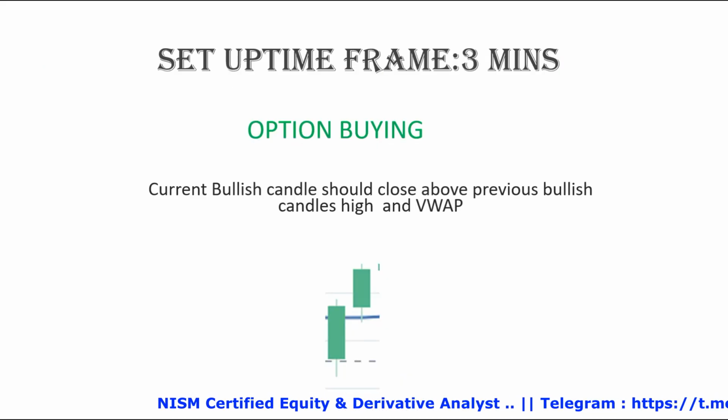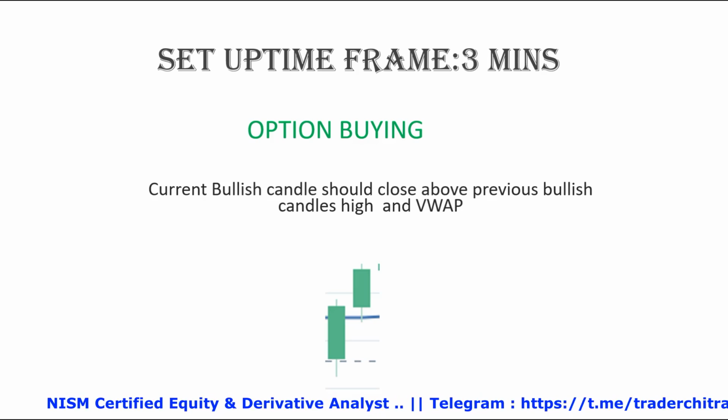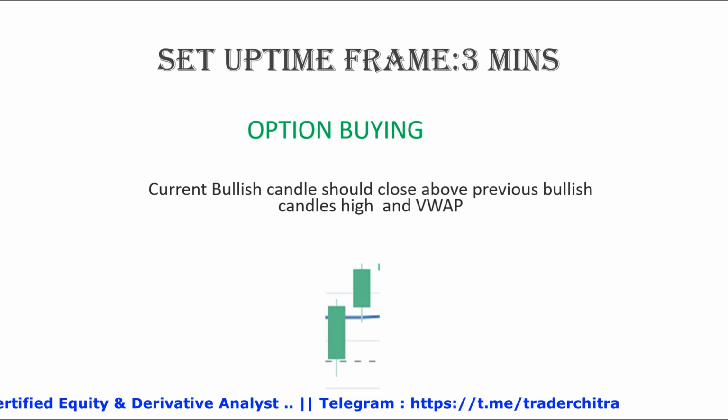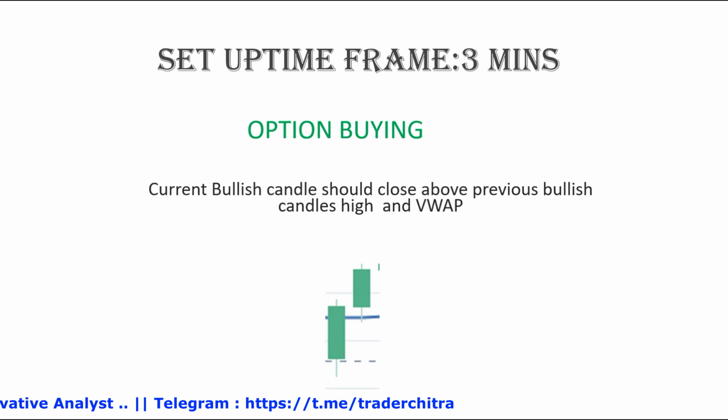So what is the time frame that we are going to use for this scalping? We are going to use the 3 minutes time frame for the scalping trade. As it is scalping, we are not going to use more than 3 minutes. So what are the rules for entering into the trade? The current bullish candle should close above the previous bullish candle. This is a current bullish candle. This candle should give a close above the previous bullish candle's high and also above the VWAP. Then we can enter into the trade, that is the CE trade or the PE trade accordingly.